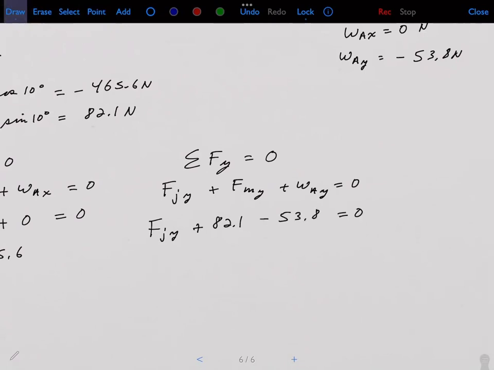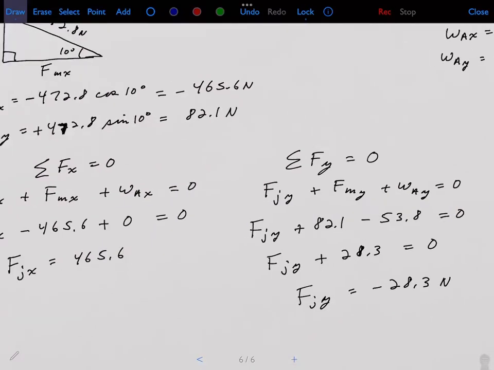So then if you solve this, I can combine those. 82.1 minus 53.8 is going to be 28.3 equal to 0. And if I bring that to the other side, I'm going to have Fjy is equal to negative 28.3. Remember, I assumed that Fjy was positive, and in this case, when I actually calculate, I get a negative answer. That means the y component was actually pointing downward.